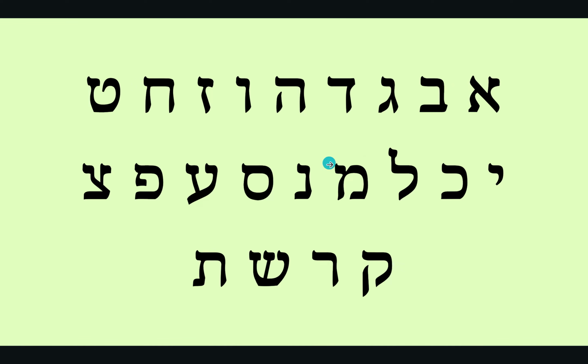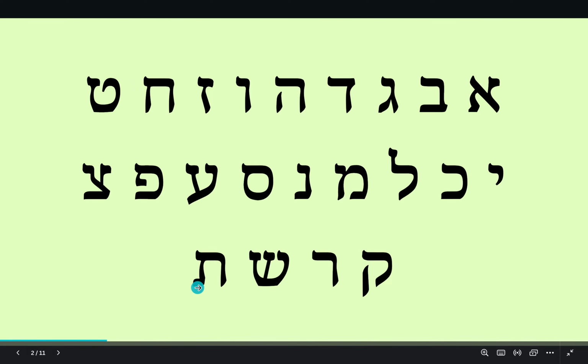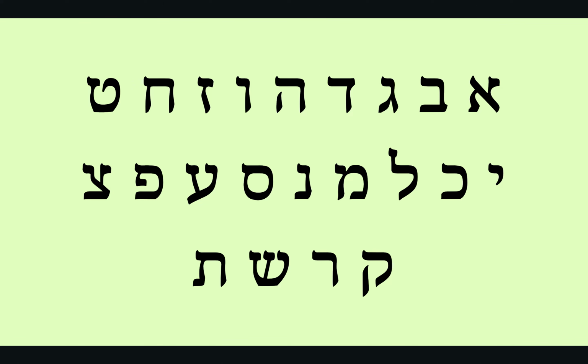So beged is the first part of the acronym. And kefat is the second part of the acronym. That's kaf, pei, and tav. All these letters, the beged kefet letters, will take a dagesh at the beginning of a word and in certain other circumstances.